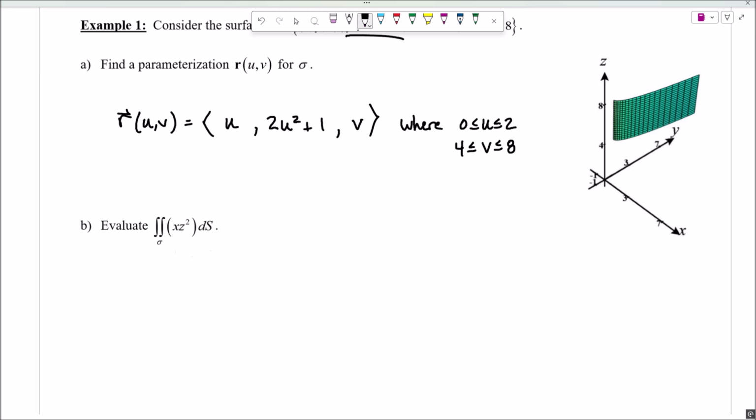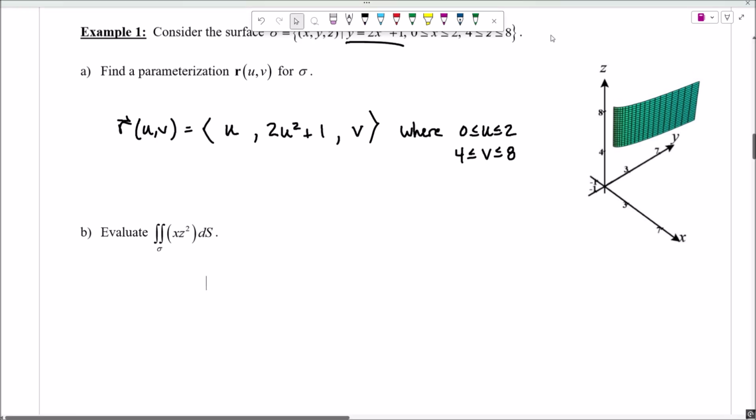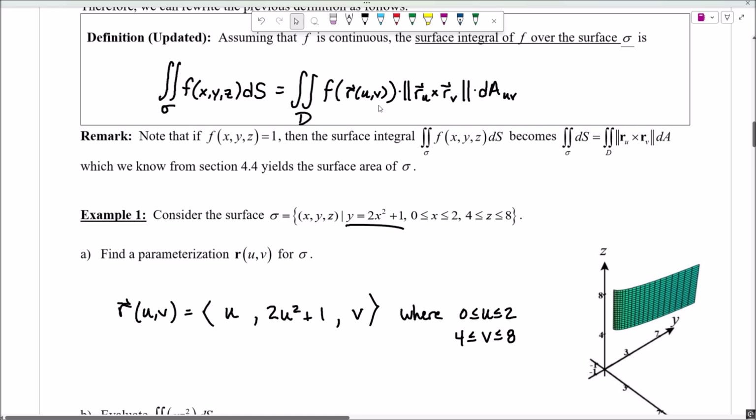What I would want to start with first is identifying everything that I needed to set up the integral over here at the right.